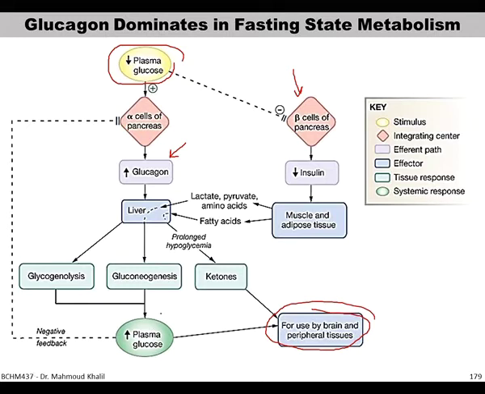Of course, as in all the mechanisms we took before, there is a negative feedback that will inhibit alpha cells once the plasma glucose level has increased to the normal level. The negative feedback starts from the glucose itself to inhibit the alpha cells of the pancreas to stop secreting glucagon. And hence the metabolism is balanced.